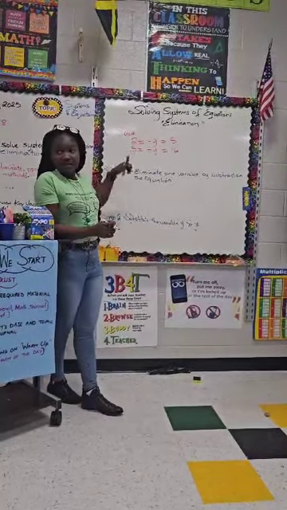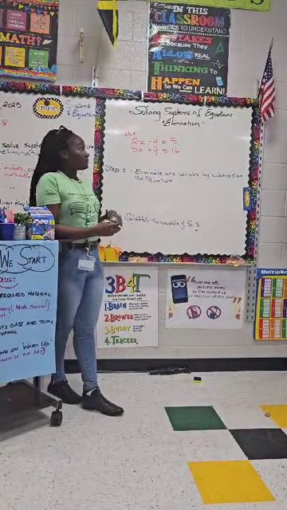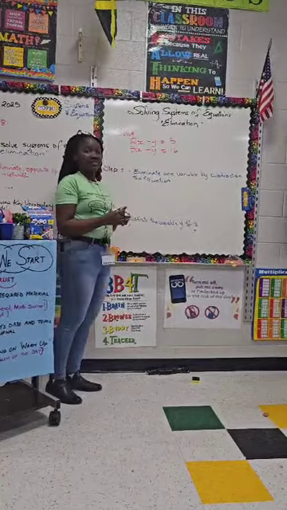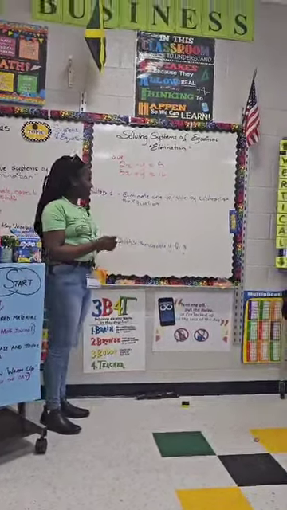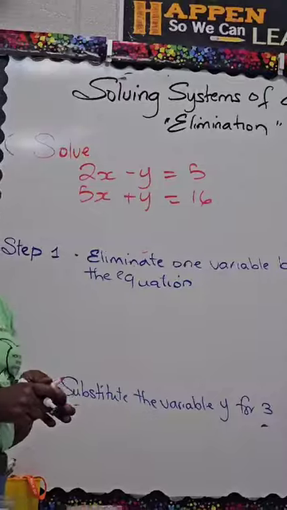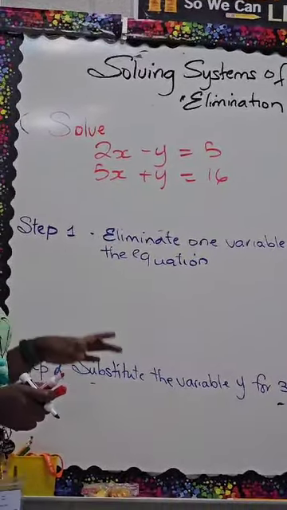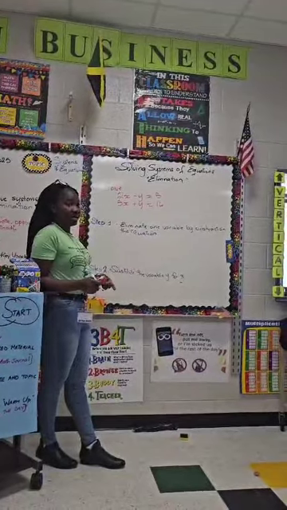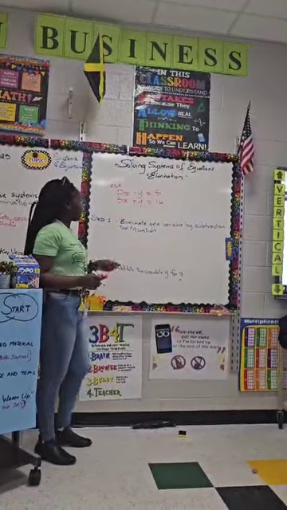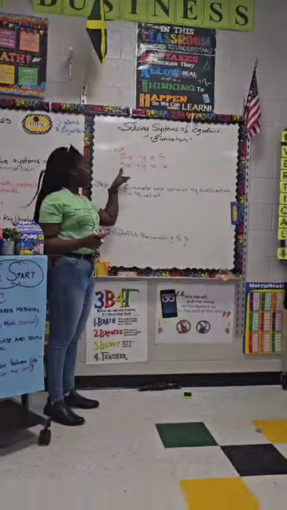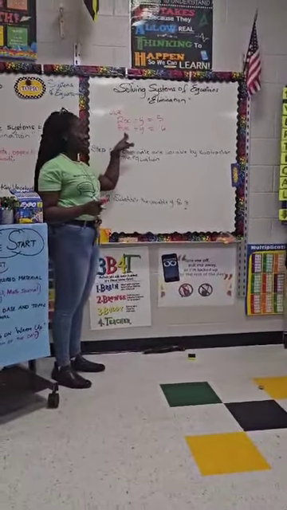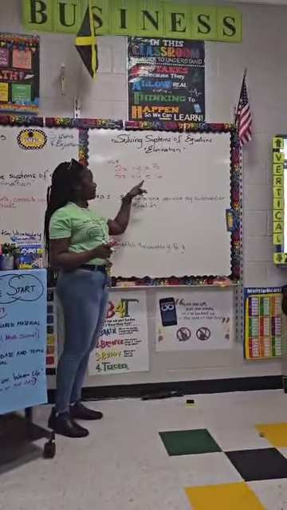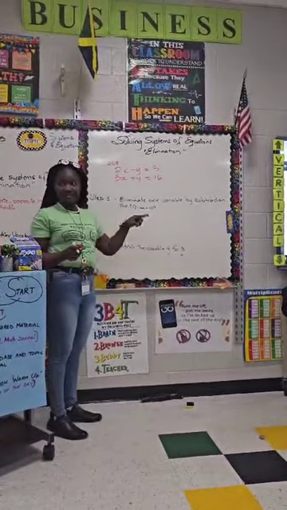This is our second problem. Ready? Now here we have another system of equations that we need to solve using the process of elimination. The problem reads 2x, or 2 times x, minus y is equal to 5. Then 5x, or 5 times x, plus y equals 16.